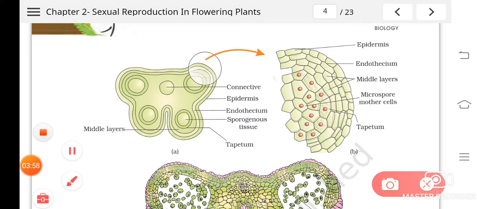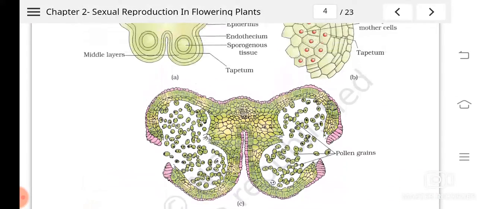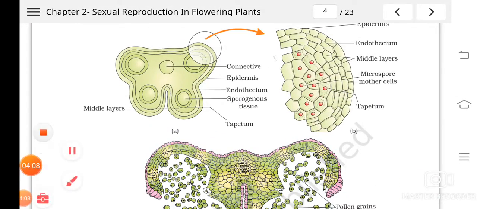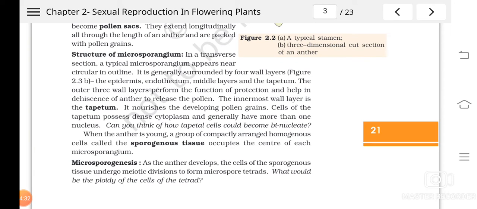So this is a section of an anther, a transverse section of an anther, and if you enlarge and see it like this, you can see the different wall layers, 3 wall layers which are responsible for protecting the spores or sporogenous tissue, and the tapetum which is giving nourishment for the developing pollen grains. Understood? So it's very clear now, the structure of the microsporangium, okay.